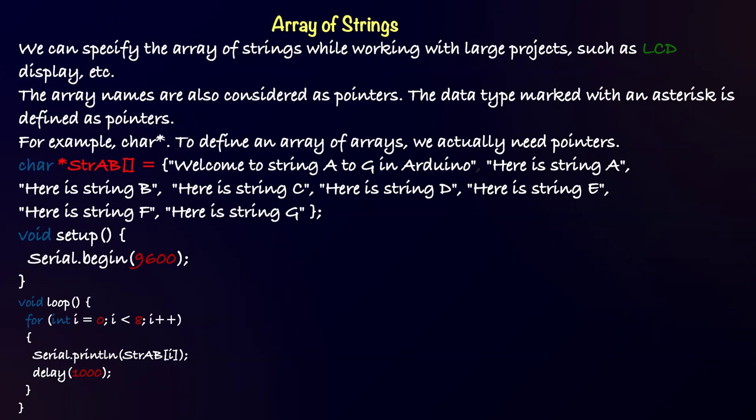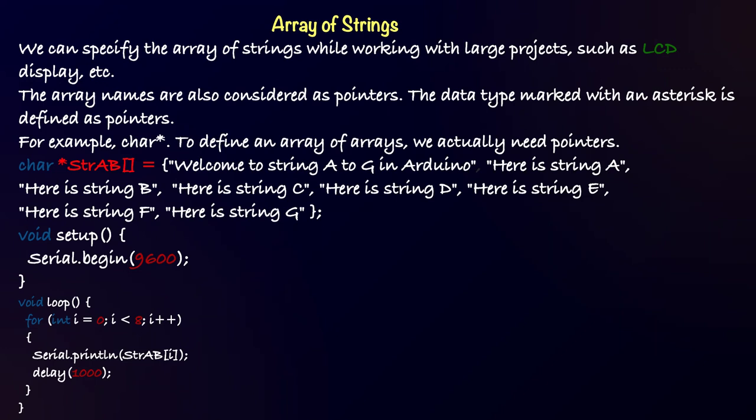How? If we say char star string AB equal to "welcome to string A to G in Arduino", here is string A, here is string B, here is string C, like this, here is string G. Now void setup, Serial.begin(9600), that is the baud rate specified already. Void loop, what am I doing? In a for loop, I am putting int i equal to 0, i less than 8, i plus plus. Now Serial.print(string AB), with a delay of 1000, that is 1 second. 1000 milliseconds is 1 second basically. So this is what we have done, right?